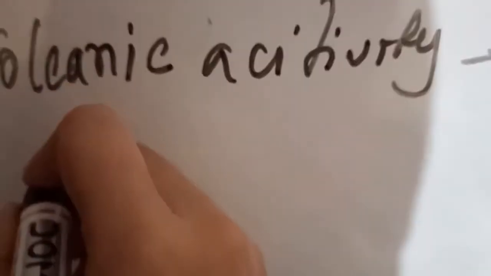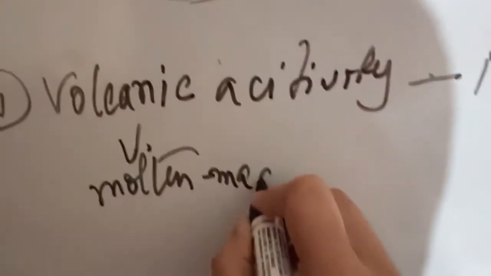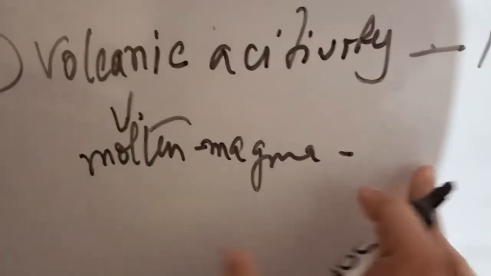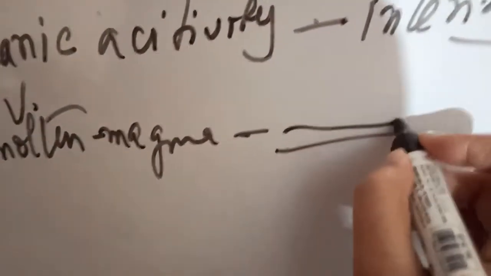We all know when the volcano erupts, molten magma comes onto the earth's surface. When this magma comes out and flows on the earth's surface, we call it lava.